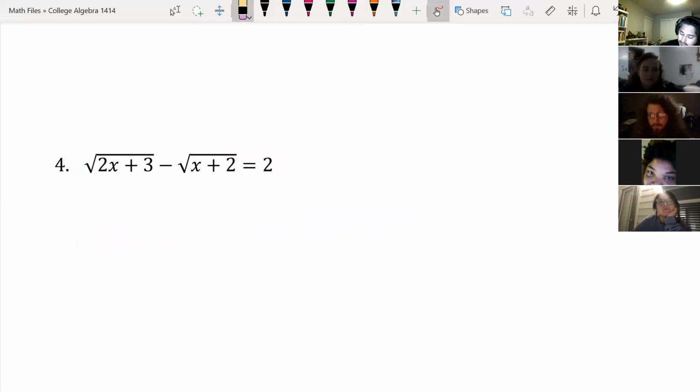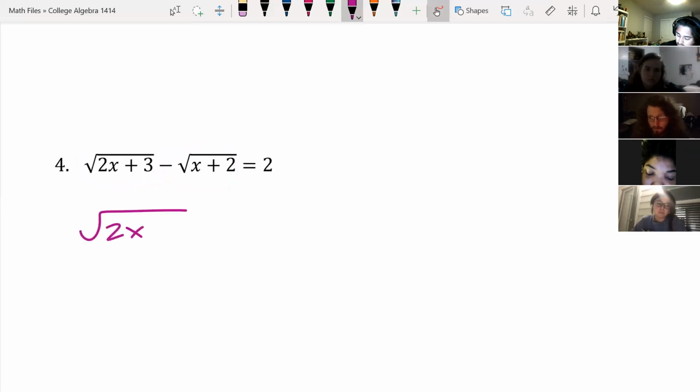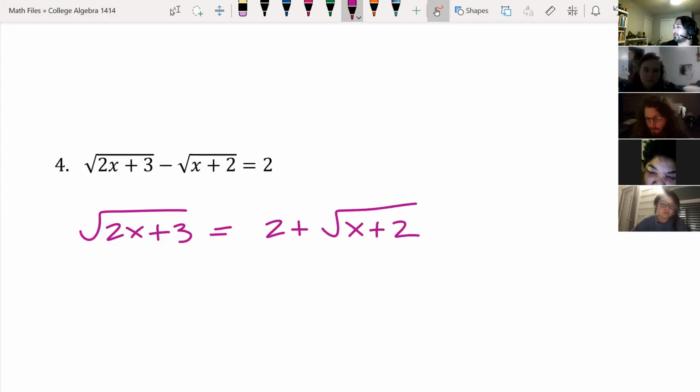And it's kind of what we've been doing the whole time. I've mentioned it a couple times, and I say isolate a radical. Get a radical by itself. So that means let's go ahead and keep this one on the left side, and let's add this radical to the right side. So I'll get the square root of 2x plus 3 equal to 2 plus the square root of x plus 2. So we move that to the right side. This is going to make our work a lot easier.